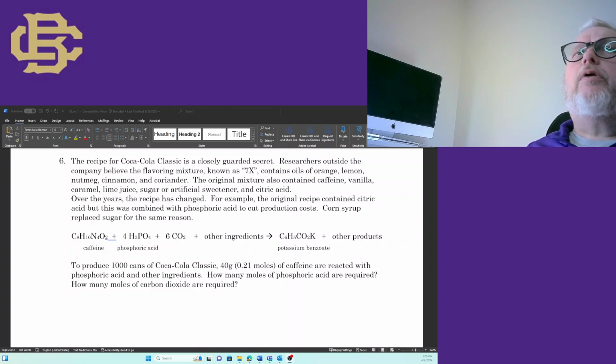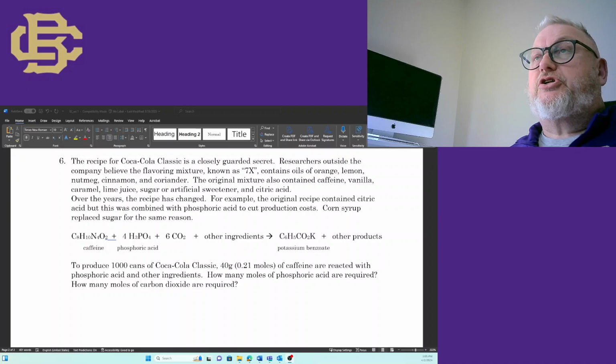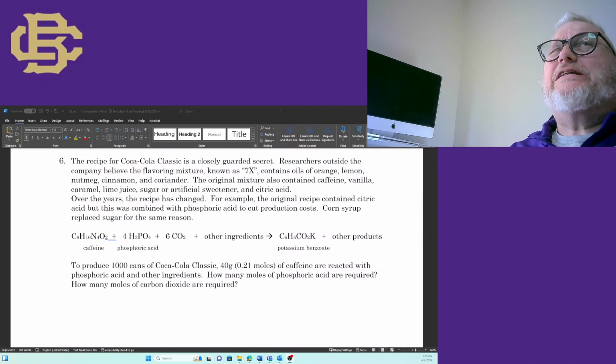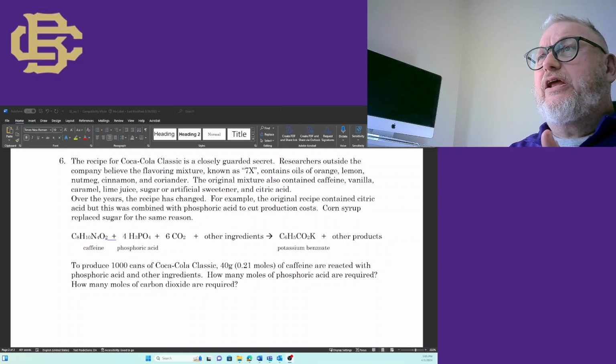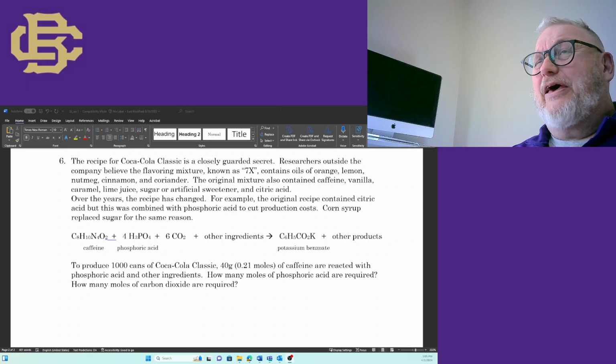This is Coach Scott. I wanted to go over question 6 on worksheet 1, mainly because it seems sort of hard. There's a lot of reading here, but if you break it down, it's not that hard.